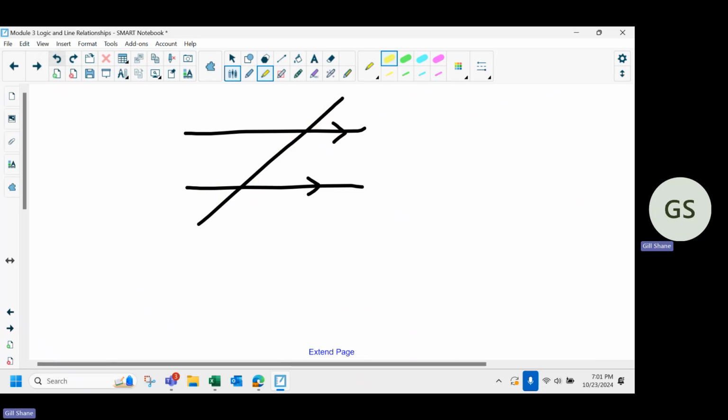Angles that don't look the same would add up to 180. That angle would add up to 180 with that angle. That angle would also add up to 180 with that angle because they don't look the same. If they don't look the same, then the only other option is they add up to 180. So in a figure like that, it's easy to just look at it and say, okay, I know which angles are going to be the same.